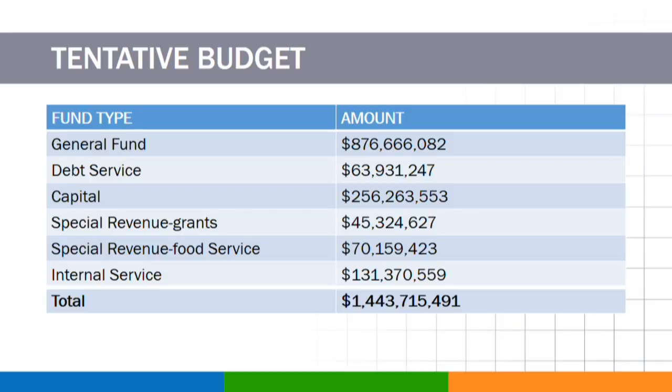So in addition to approving what you've just been presented by Kelly, the millages, the rollback rate, the required local effort, will also be the superintendent's recommendations for your approval, the tentative budget, which we have outlined here. Our budget for 17-18 was a little over $1.5 billion. This year's tentative budget, which you have in front of you today, is $1.44 billion. Most of that is in the general fund of $876 million, and you have each of our different fund balances from debt service, capital, food service, grants, and internal service, each outlined for you.